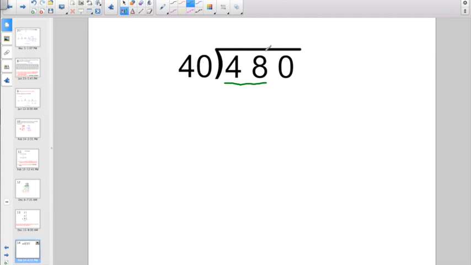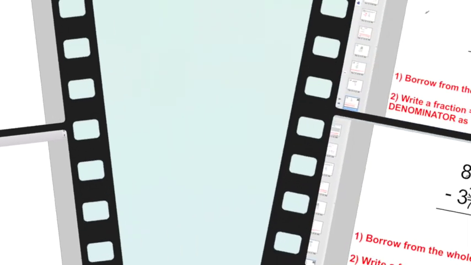So 40 is going to divide into 48 1 whole time. Multiply back 40, and it's going to subtract from 48, won't it? Bring down your extra 0, and we're back at it again. This time 80 divided by 40, and that's going to go in there 2 times. Multiply back 80, and it's going to subtract, giving you a grand total of 12.